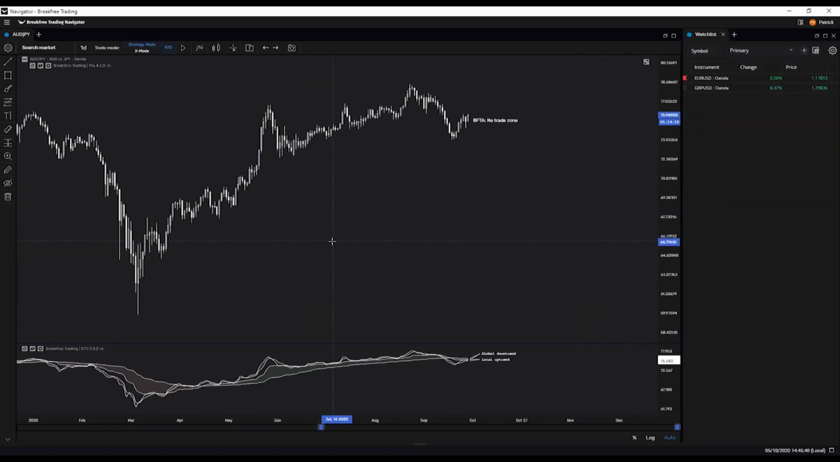If there's a specific instrument that we don't have yet, go to feedback.breakfreetrading.com, and you can either upvote a market that has already been suggested, or enter your own market that you want to see added to the Navigator. We add things and build things based on priority. If we think it's a high priority, we'll probably have a look at that. If not, it might take a little longer.